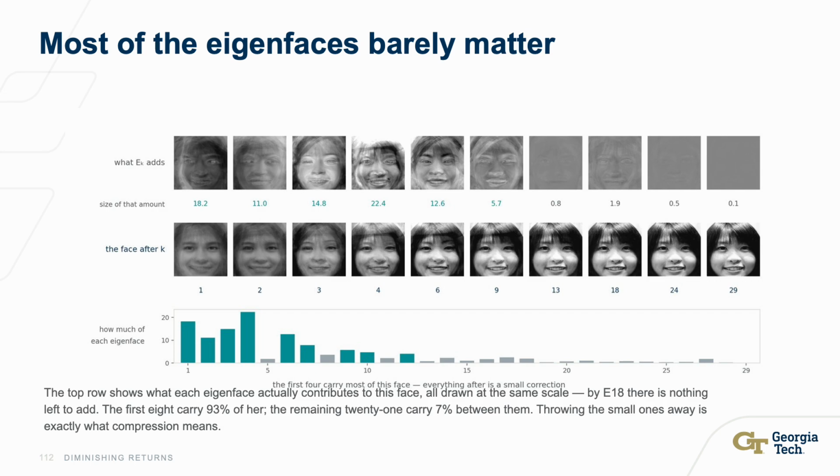This is also a diagnostic. There is a diagnostic in this picture. If the bars did not fall off, if the 29th were as large as the first, that would tell you that the data has no grain and PCA is the wrong tool. Looking at this chart before trusting the method is a habit worth having.